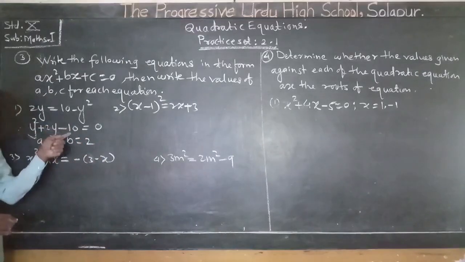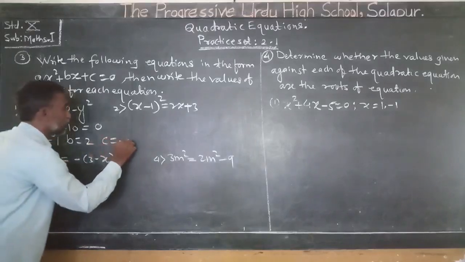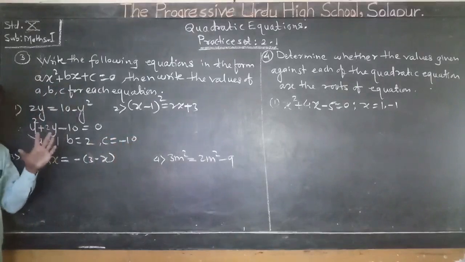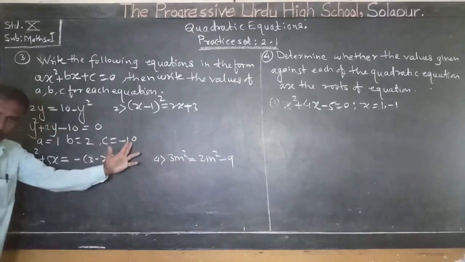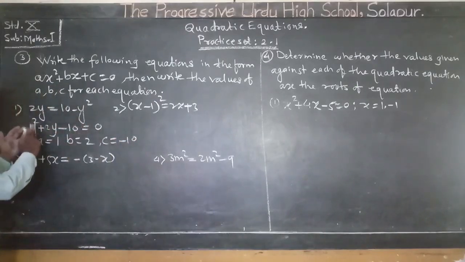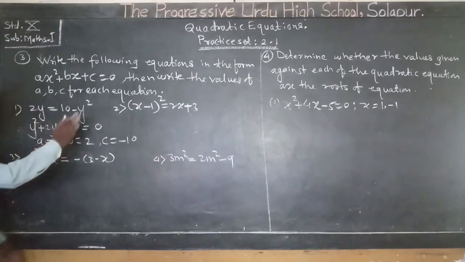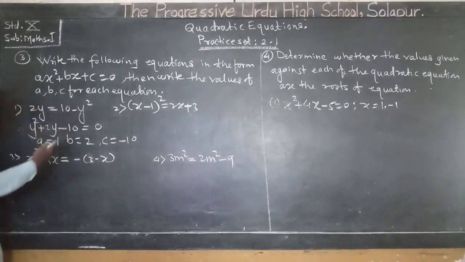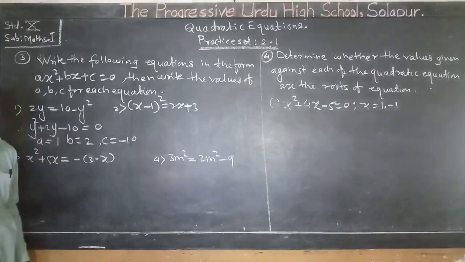This is the constant term C. C is equal to minus 10. Write the values along with the sign. If there is minus sign, write minus 10. So y square plus 2y minus 10 equal to 0 is the standard form of this quadratic equation, and values of a, b, c are 1, 2, minus 10 respectively.